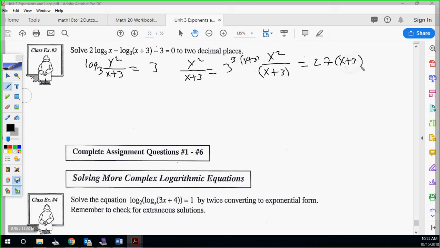There's your 27x. So then you'll have x squared equals 27x plus 81. Move these over. This should be your quadratic. That's what you should be putting in the quadratic formula right there.